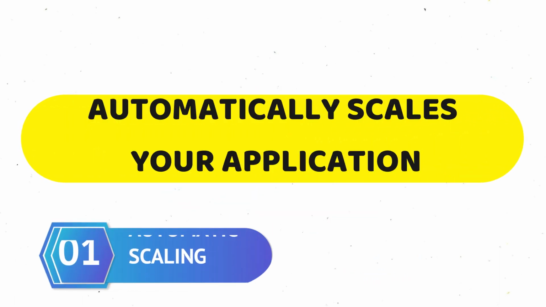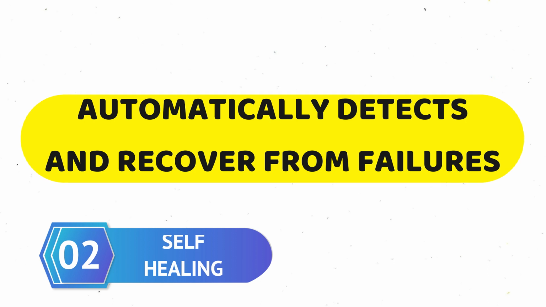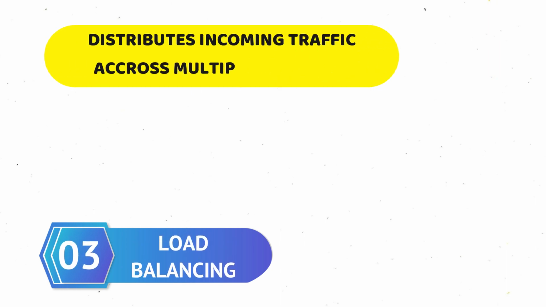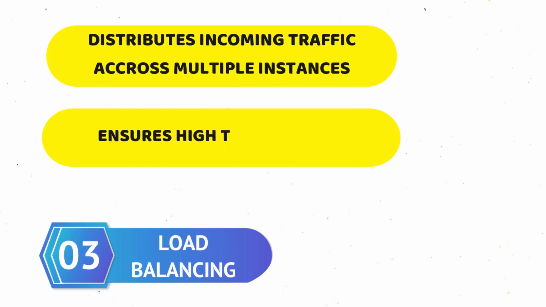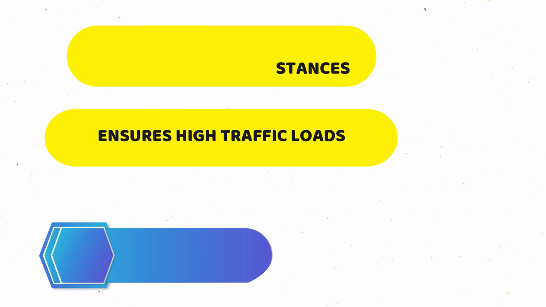Kubernetes can automatically scale your application up or down based on demand. Self-healing. Kubernetes can automatically detect and recover from the failures in your application, ensuring high availability. Load balancing. Kubernetes can distribute incoming traffic across multiple instances of your application, ensuring that your application can handle high traffic loads.